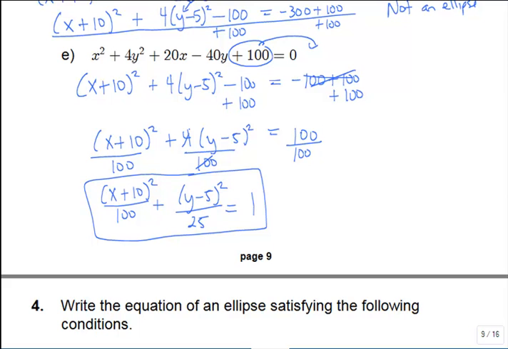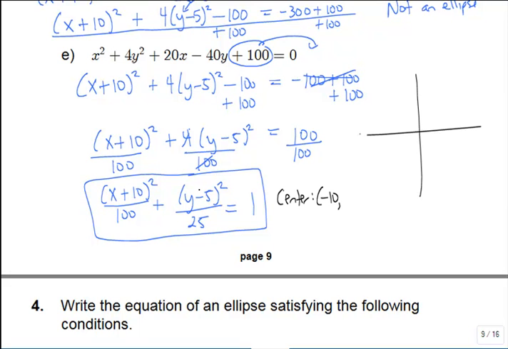So let's graph it. Okay, so here's how we graph it. What is the center of this ellipse? Because we have this plus 10, we're actually going to be shifting left 10. So our center is going to now have an x-coordinate of negative 10.